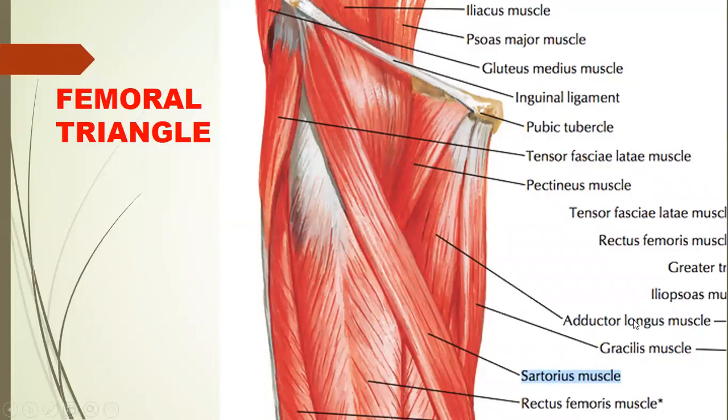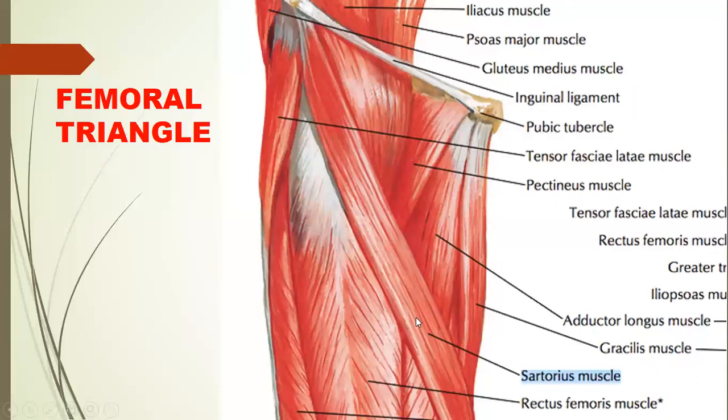Identify this boundary on the medial side as the adductor longus. Now you can say that this is the base of the femoral triangle, which is formed by the inguinal ligament. This is the lateral border of the femoral triangle. It is formed by the sartorius muscle. And this is the medial border of the femoral triangle. It is formed by the adductor longus muscle. And this is the apex of the femoral triangle.